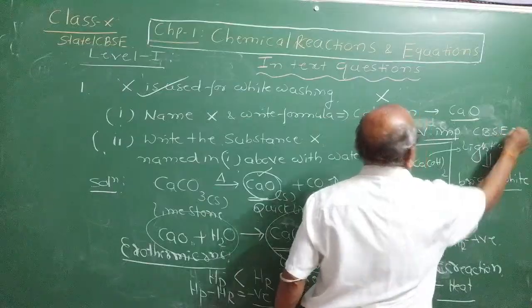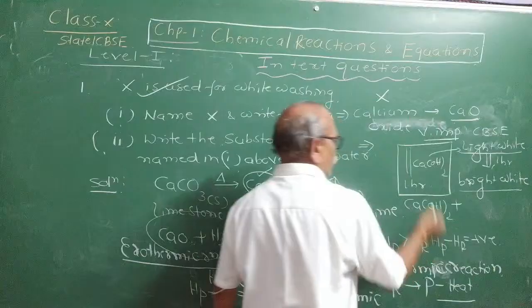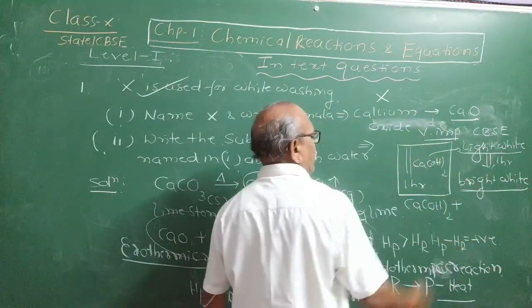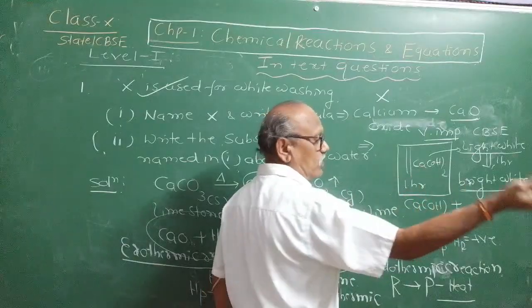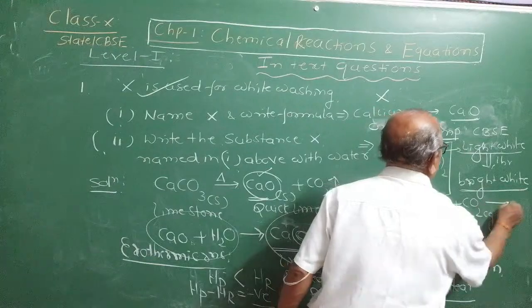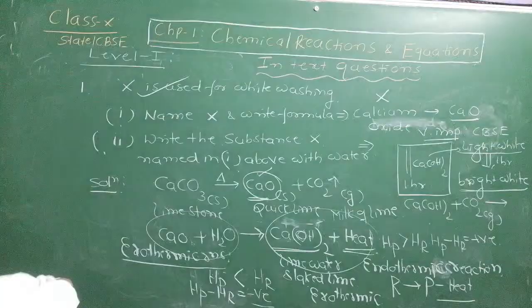Give reason. After whitewashing, it will be light white in color. After 1 hour or so, half an hour or so, it becomes a bright white because calcium hydroxide will absorb carbon dioxide gas from the atmosphere and it forms a product. Can any one of you tell me what is the product formed?